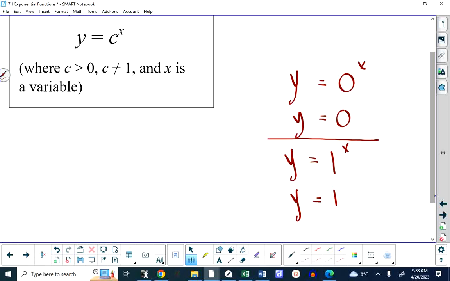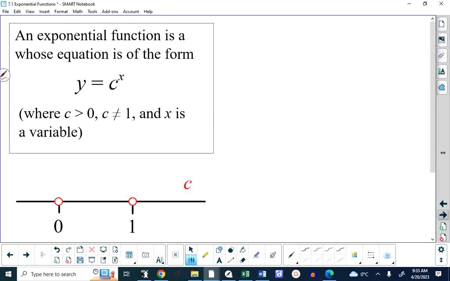So I've chosen to indicate this by saying on a number line that c cannot be 1 or 0. That's why we have those open dots there. But c can be any number that's positive as long as it's not 1. So it can be anything between 0 and 1, or it can be anything bigger than 1. You catch my drift there with that graphic? That graphic is very important.